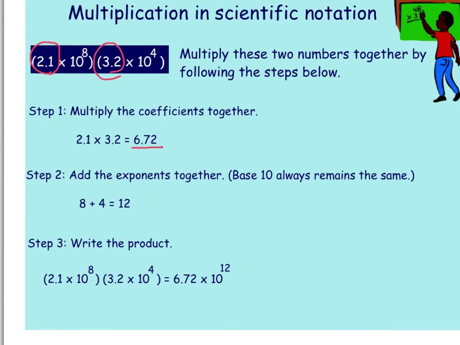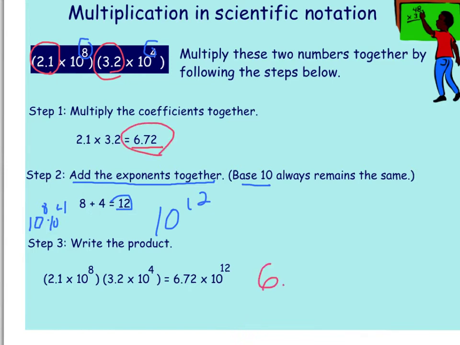My second step is I'm going to add the exponents together with the base 10. So I'm going to add the 8 and the 4. So it's 10 to the 8th multiplied to 10 to the 4. So we add that together and we get 12. So that's 10 to the 12th. Lastly, I'm going to write my product. Here's what I write. I take this answer here and I go 6.72. Then I include a multiplication sign and a 10. And I take this 12, and that's going to be my exponent for the 10.